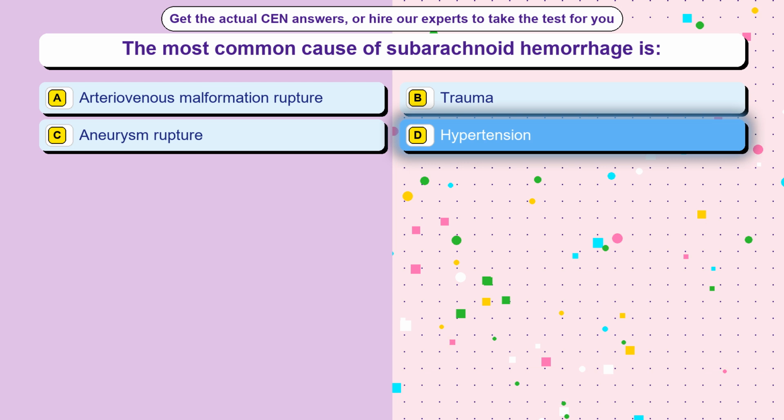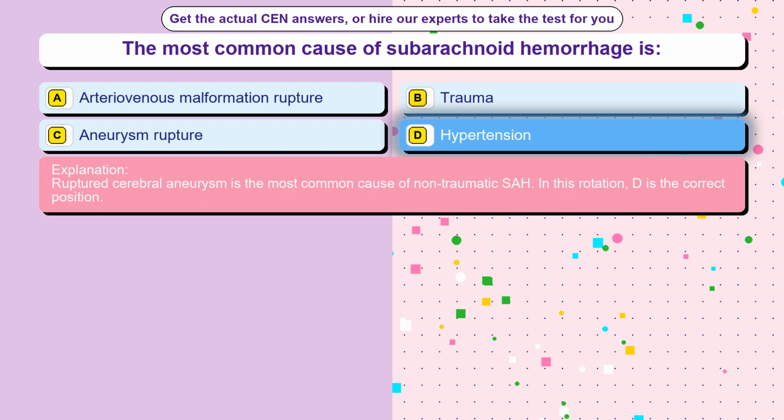The correct answer is option D, hypertension. Ruptured cerebral aneurysm is the most common cause of non-traumatic SAH. In this rotation, D is the correct position.